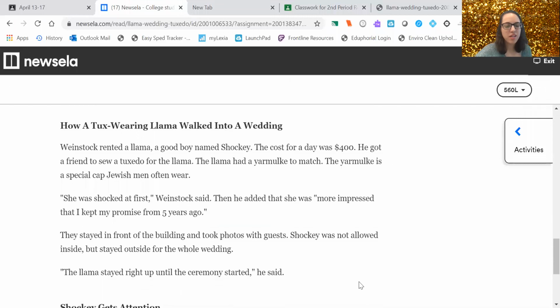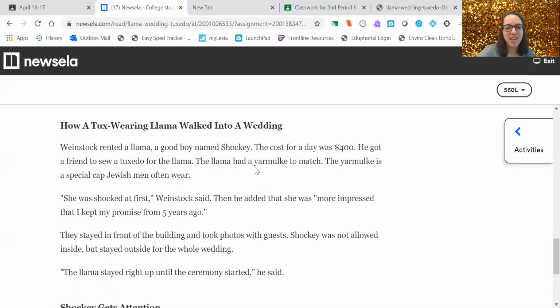How a tux-wearing llama walked into a wedding. Weinstock rented a llama, a good boy named Shocky. The cost for a day was $400. He got a friend to sew a tuxedo for the llama. The llama had a yarmulke to match.